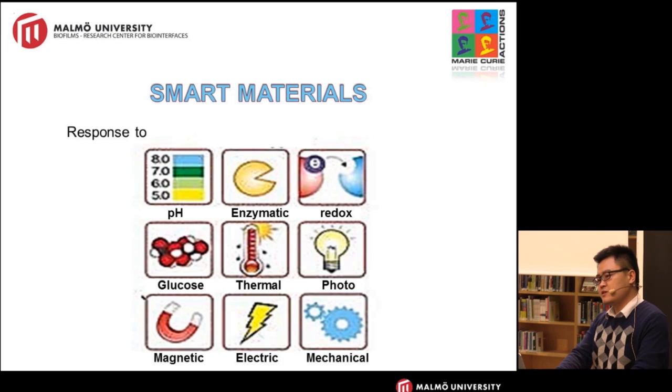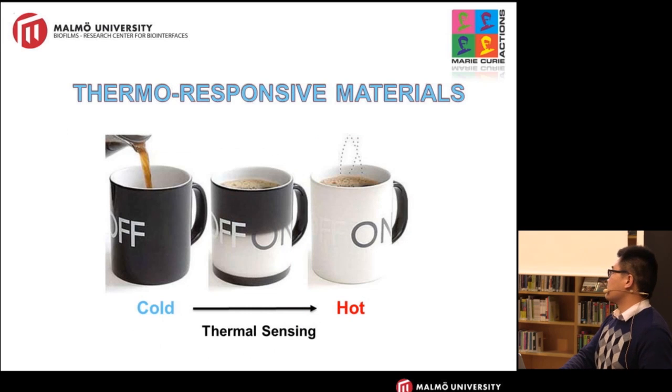Okay, next I will introduce several examples of smart materials that respond to different external stimuli. The first one is thermal responsive smart materials. They can respond to temperature. With different temperatures, they have different chemical structures or even material structures. For example, this is a very interesting magic coffee mug. It is based on thermal responsive materials coated on the outer surface of the mug. You can buy one online for maybe 15 kronor, even cheaper.